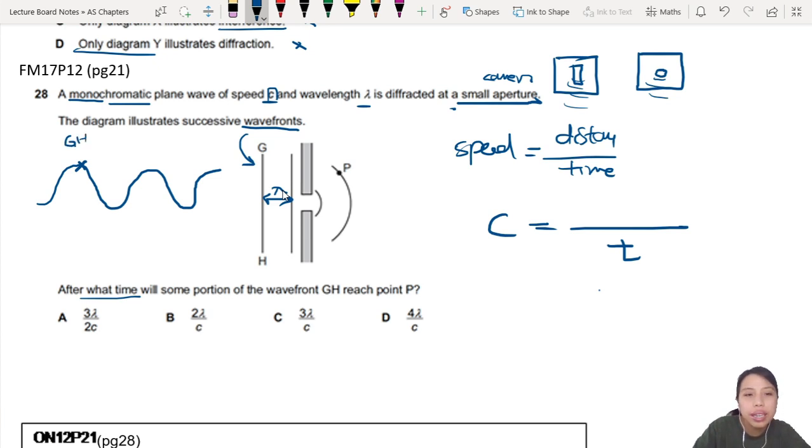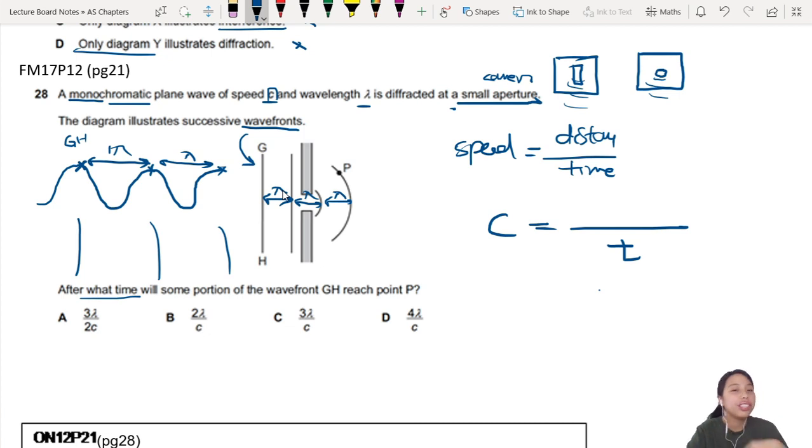GH. Then the next wavefront is here, the next wavefront is here. So between here and here, that is one full lambda already. Here and here, another full cycle. So this is how you draw the wavefront now, like that, like that, like that. So that means there's one lambda, another lambda, and another lambda before it reaches P. So it will travel a distance of 3 lambda, therefore you say 3 lambda.